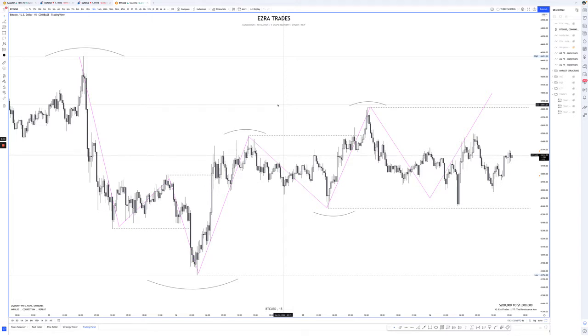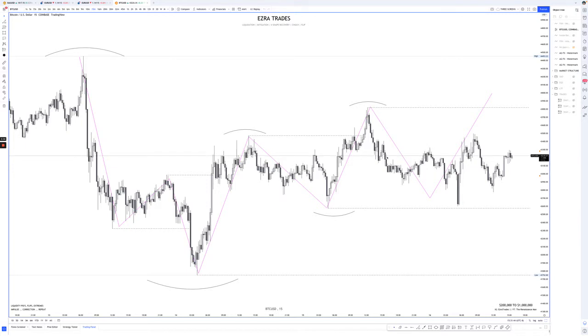The first thing first is how do I mark out my market structure? This isn't a market structure how-to lesson, but I'm going to show you how I do it so that you can get some clarity on why I take certain entries, right? So the first things first, I traded Saturday. This was the time frame that I was trading within this area.